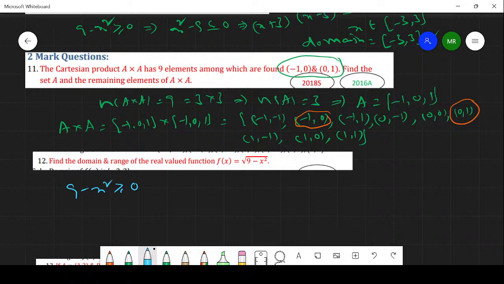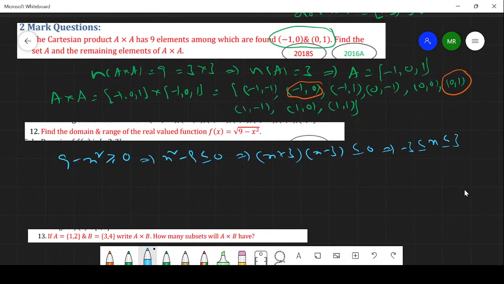Because a negative number doesn't exist under the root. Then x square minus 9 less than or equal to 0, then x plus 3 into x minus 3 less than or equal to 0. Then x lies between minus 3 and 3, including minus 3 and 3. That is the reason I told you the domain is a closed interval. I can write here domain is equal to the closed interval minus 3 comma 3.